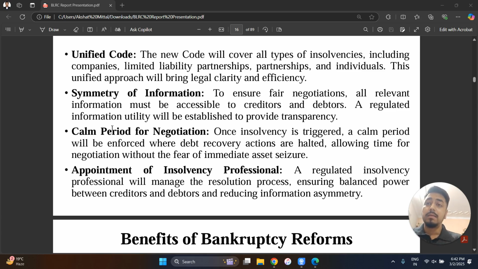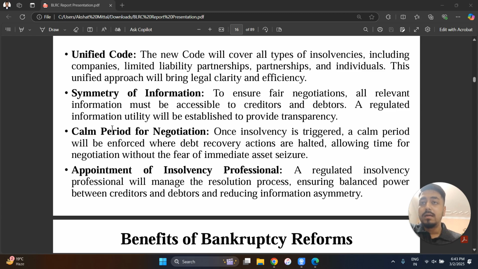And also, this committee has proposed that there should be an insolvency professional. Now, in the earlier legislation, as we have seen, when a company is ordered to be wound up or liquidated, the court usually used to appoint an official liquidator who will take control of the assets and management of the debtor. Now, under this code, this committee has proposed to create a separate post known as insolvency professionals or resolution professionals. These professionals are tasked with the overall management of the resolution and liquidation process.